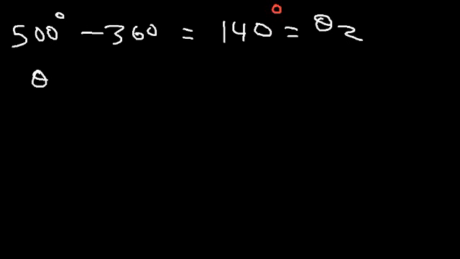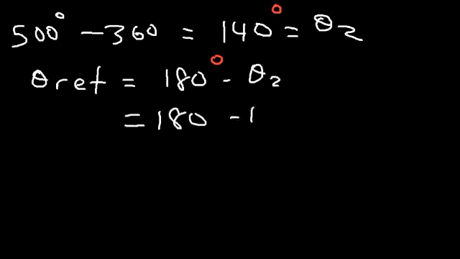And to find the reference angle of an angle in quadrant 2, it's going to be 180 minus the quadrant 2 angle. So that's 180 minus 140, which is equal to 40 degrees. So this is the reference angle.